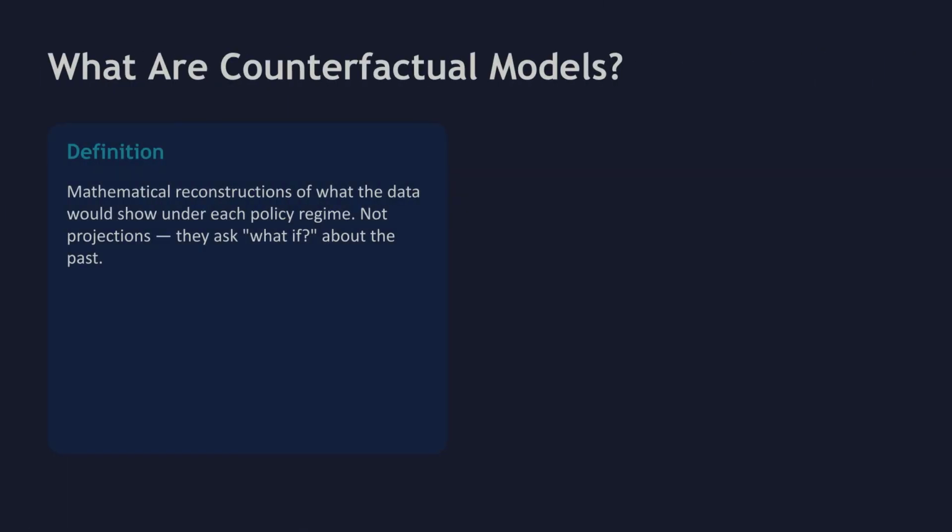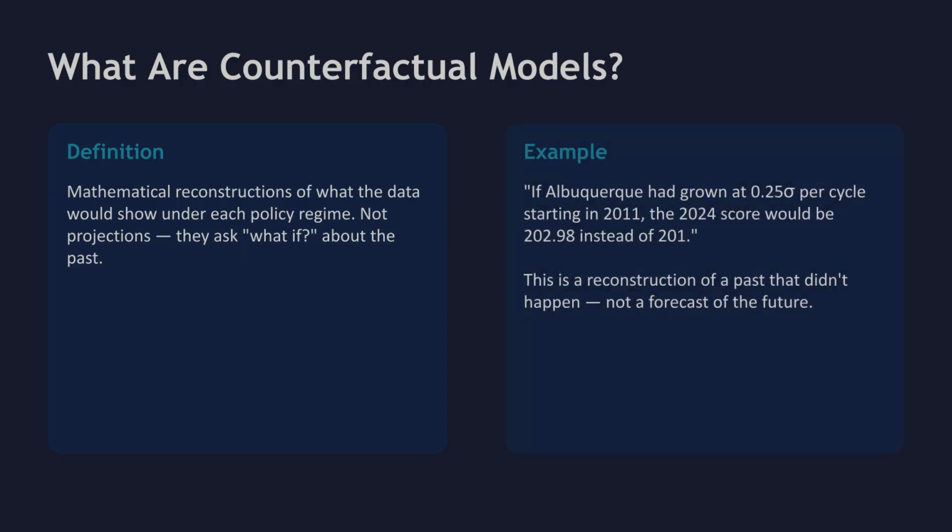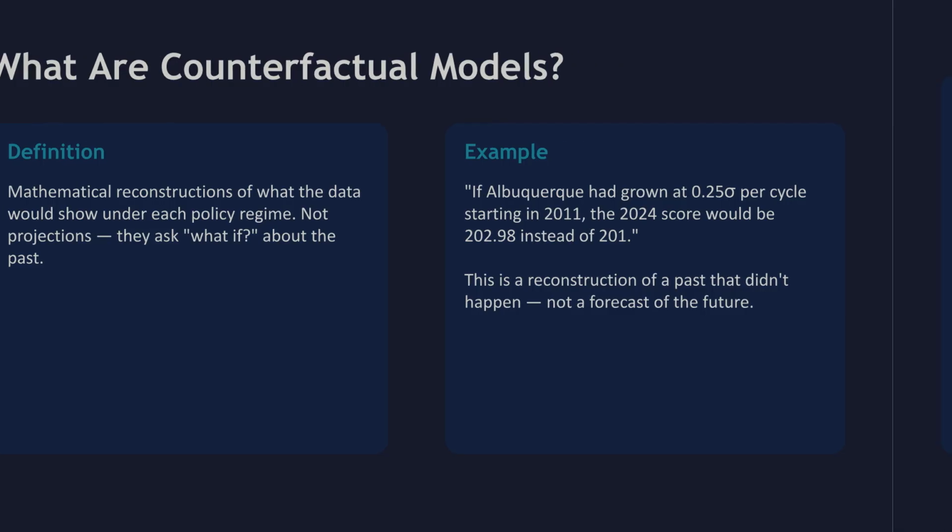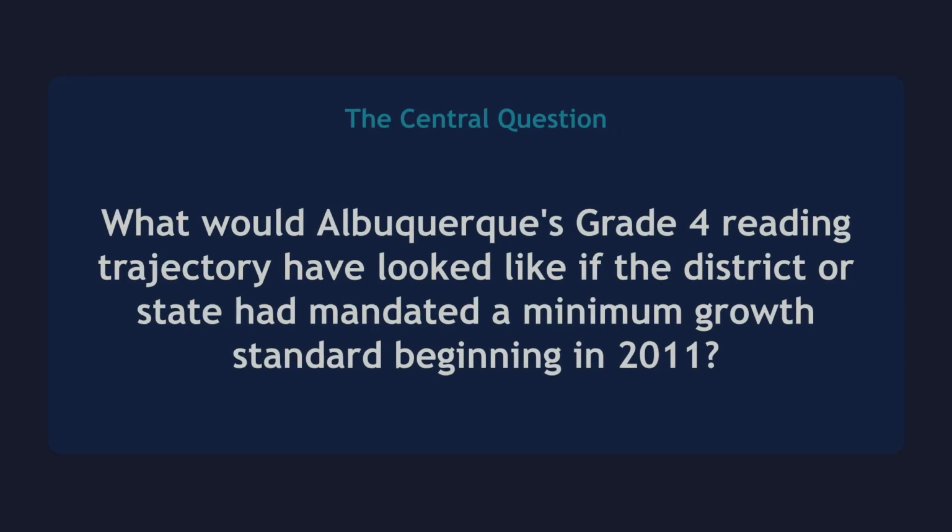Counterfactual models are mathematical reconstructions of what data would show under different policy regimes. They ask, what if about the past, unlike projections which forecast the future. For example, if a specific growth rate had been achieved since 2011, the 2024 score would be different from the actual result. The central question driving this analysis is, what would Albuquerque's grade 4 reading trajectory have looked like if the district or state had mandated a minimum growth standard beginning in 2011?